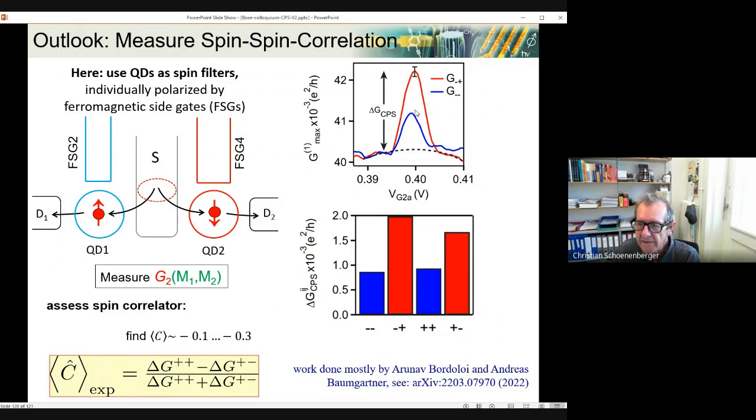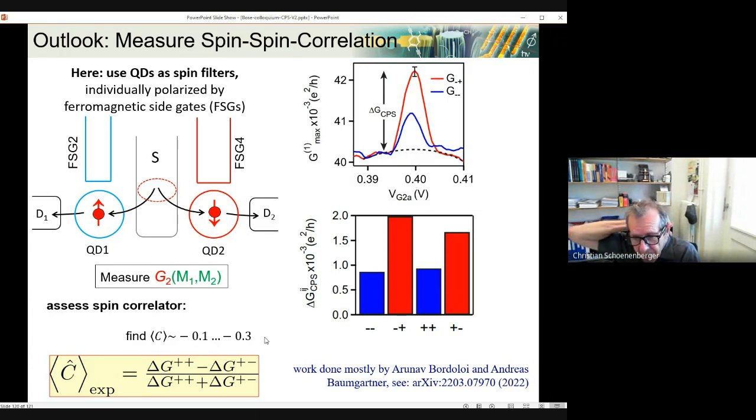The red signal is large. This is for anti-parallel configuration of the two ferromagnetic gates, and in a parallel configuration it's lower, as we expected. And this is also shown here. So for both parallel downwards, it's small, and both parallel upwards, it's small, and for anti-parallel, it's larger. And one can put this into numbers, and we found for this correlator here, which ideally would be -1, something between -0.1 and -0.3.